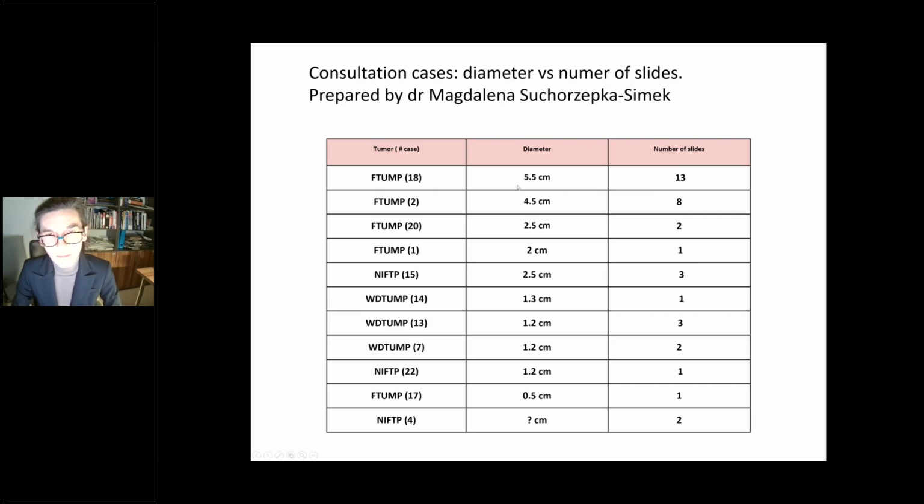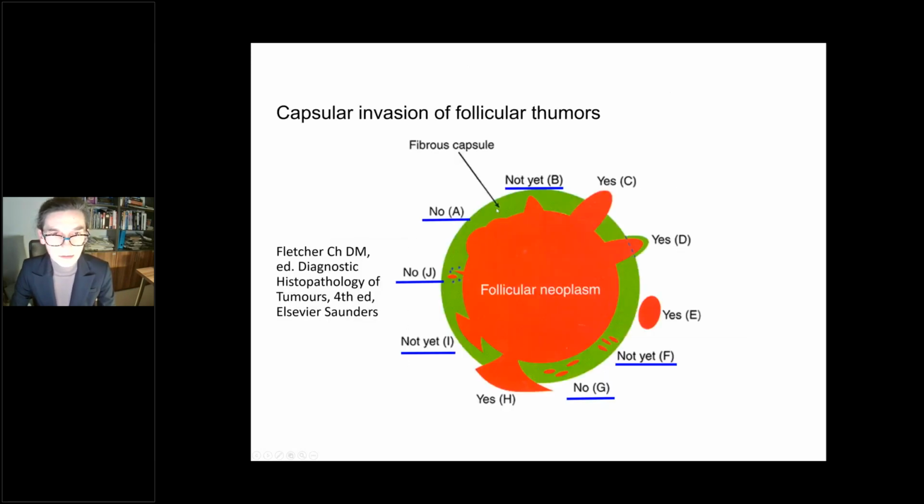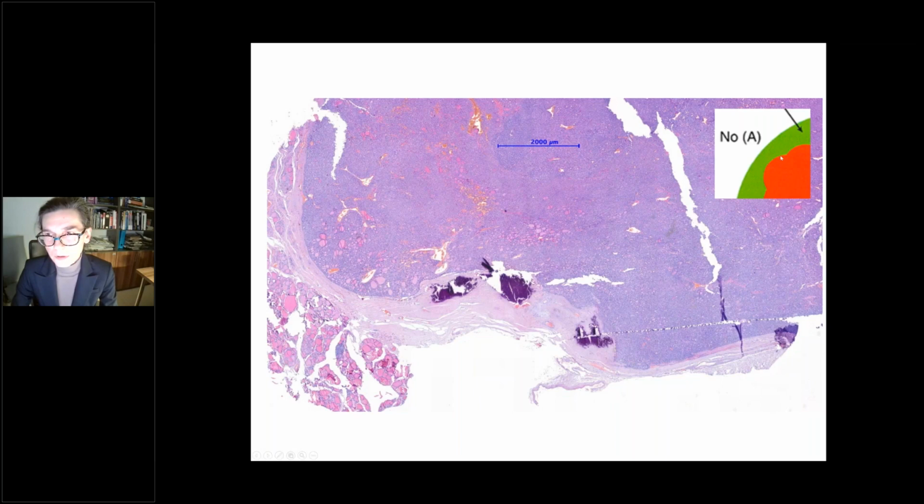So the number of slides is very important in safe diagnosis, and it's not good enough. And now I go to criteria about capsular invasion. We know very well this figure from the Fletcher book, Diagnostic Histopathology of Tumors, and we put this part, different situations of this figure, in real slides. For example, such invasion of tumor is equivocal invasion.